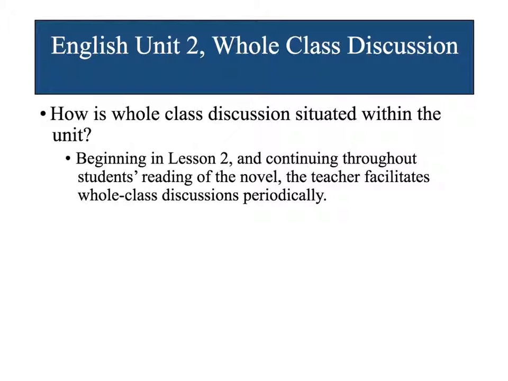So the first question we want to talk about is how whole class discussion is situated within Unit 2. And this, as I said before, is pretty much throughout the unit. Whole class discussion starts in Lesson 2 and continues throughout students' reading of the novel. And usually the whole class discussion is focused on work that students have done in their reading and research log, where they have been asked to develop Level 1 and Level 2 questions.